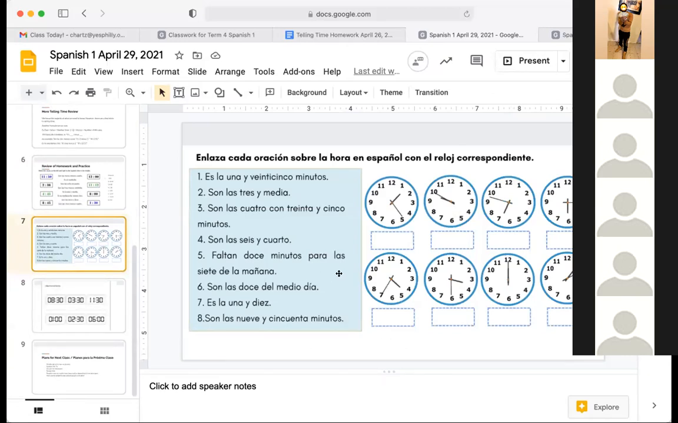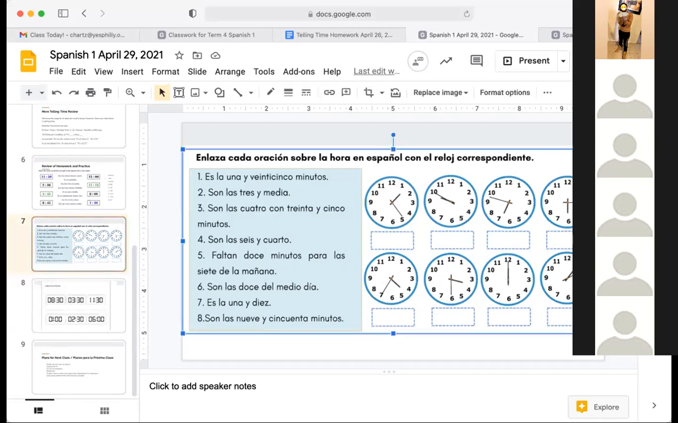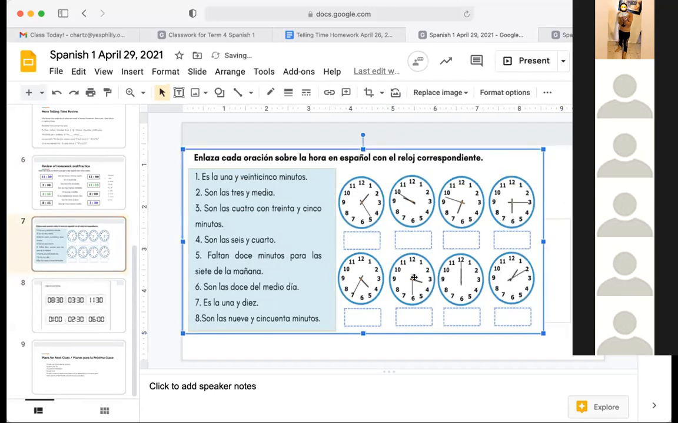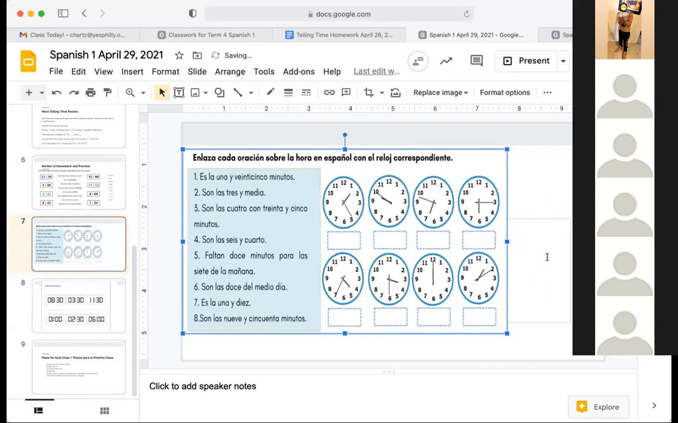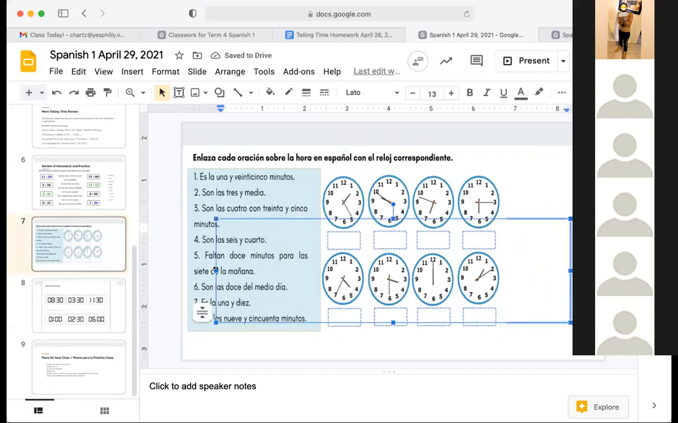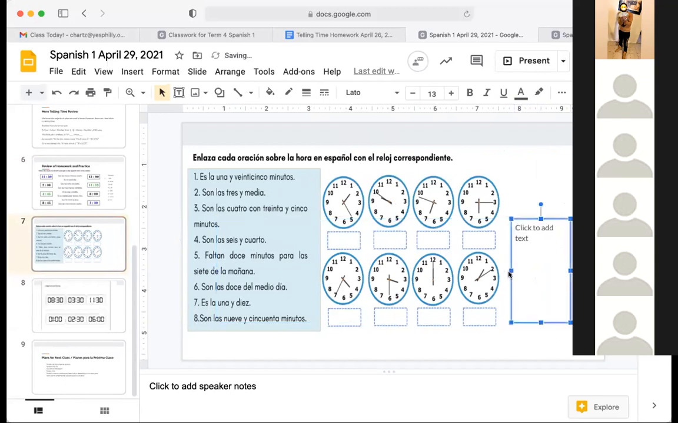So let's move on to the next one here. I'm just gonna move it over so we have some room to put our answers in. So I actually don't know if we're going to put our answers in for this one, but that's okay.